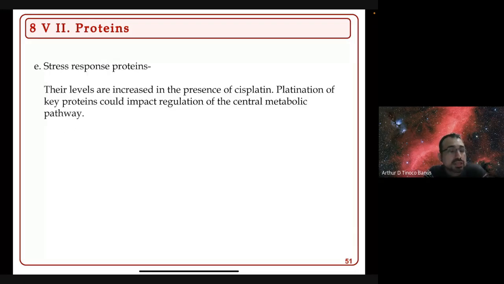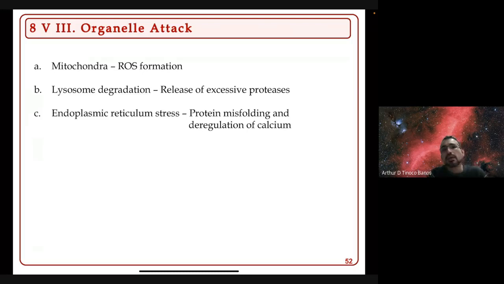There are also suggestions that stress response proteins are affected by the presence of cisplatin, where there is platination of key proteins, which could impact regulation of the central metabolic pathway. And then there are some general organelle attacks that are a consequence of the presence of platinum in the cellular environment. The mitochondria are affected by the presence of platinum, which can lead to excessive formation of ROS, which could lead to oxidative stress.